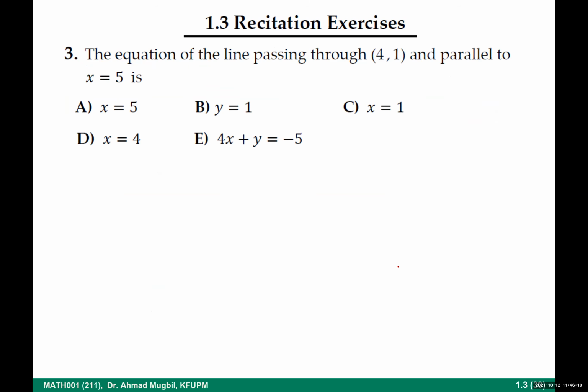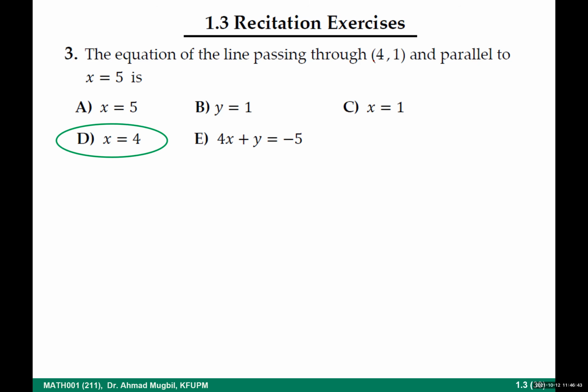The equation of this is a very easy question. Mentally, you can solve this. What is the equation of the line passing through the point 4 and 1, and it is parallel to x equals 5? Trivial. This is a trivial question. It is x equals 4.